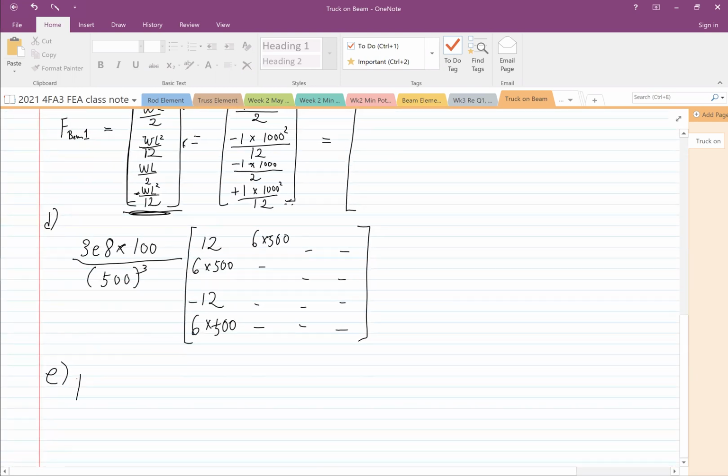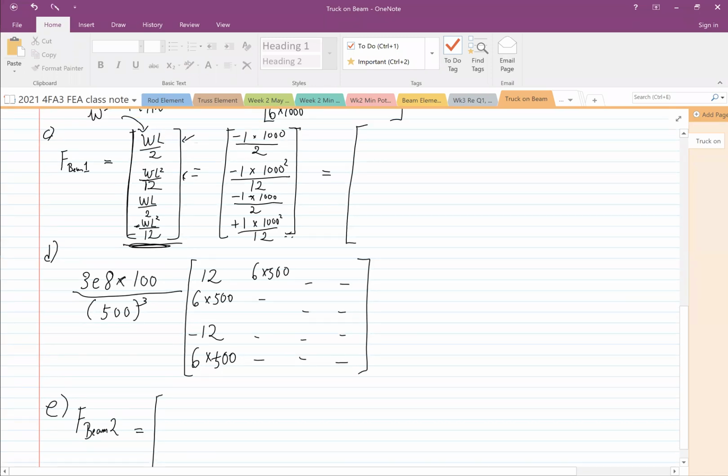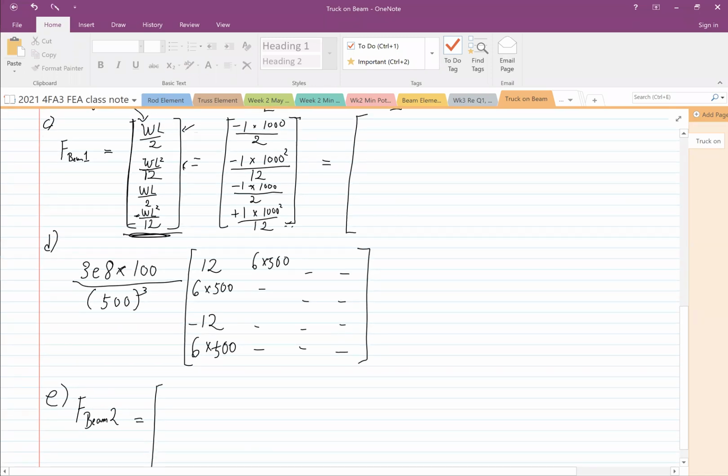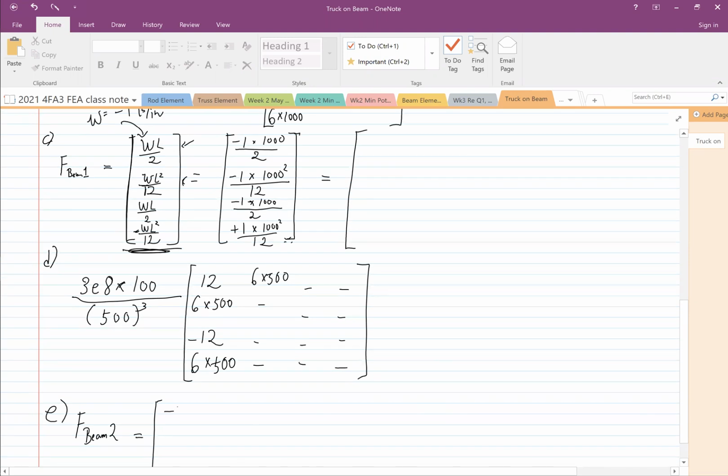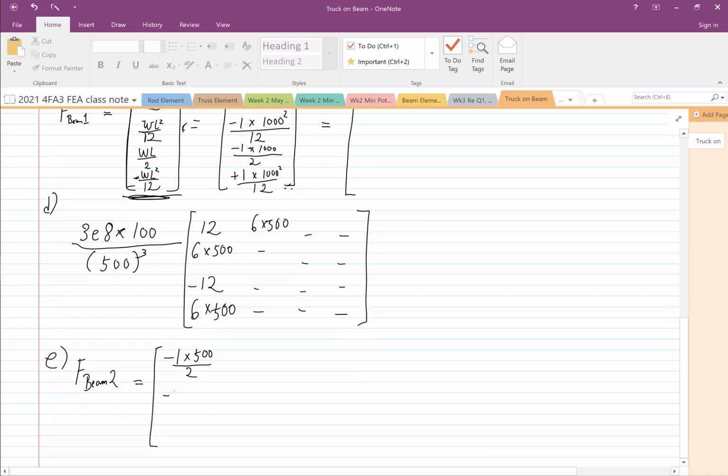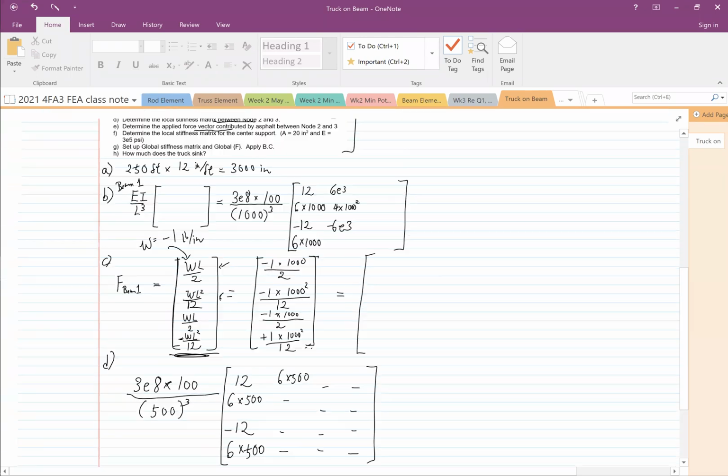Force for beam 2. Same thing. Negative -1. But the L is not 1000 anymore. It's 500, half the beam. And -1 times L squared, 500 squared divided by 12. Same thing. Then we get the force.